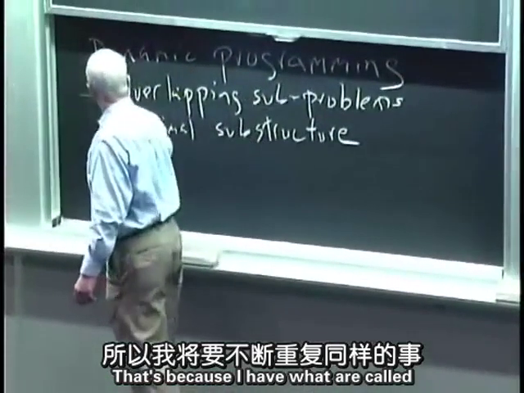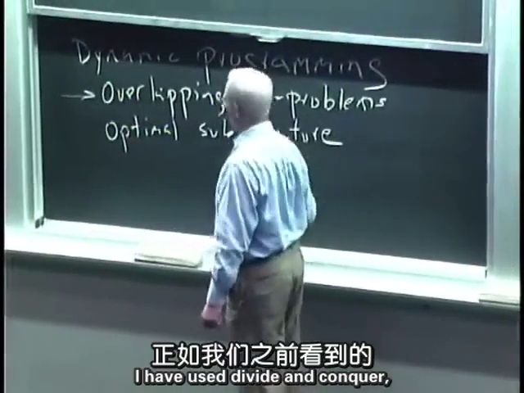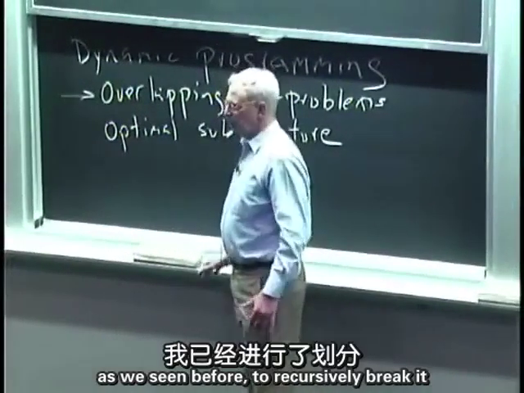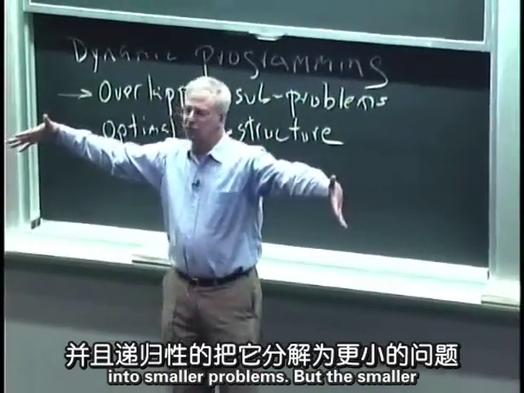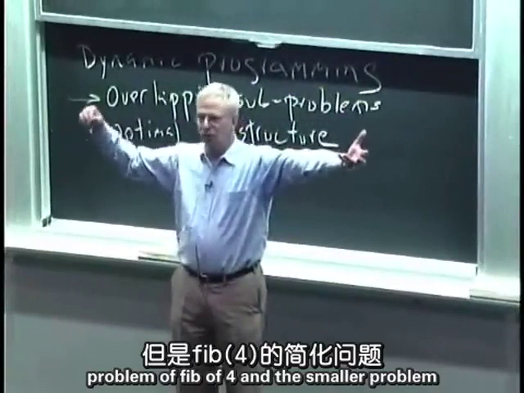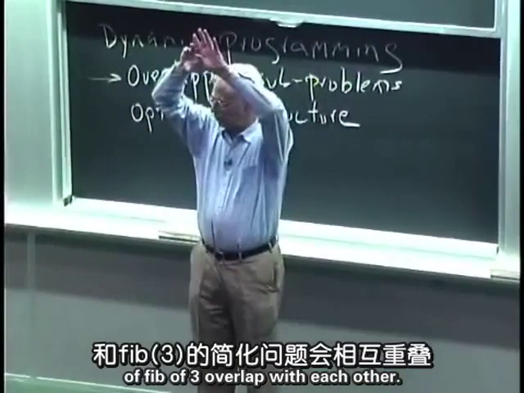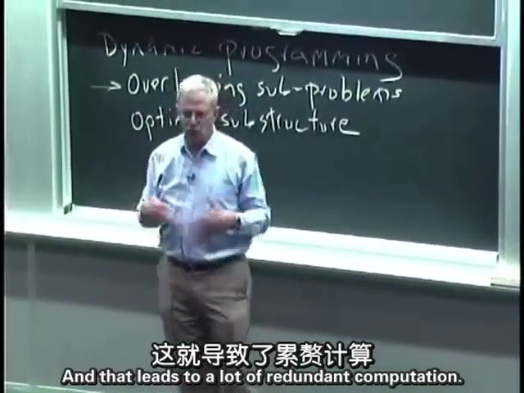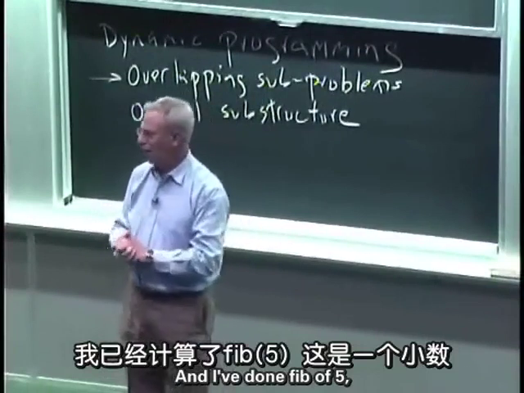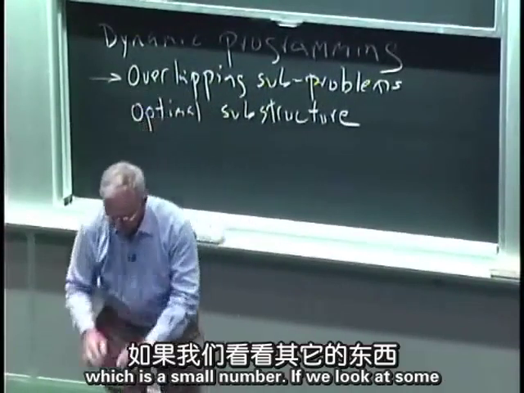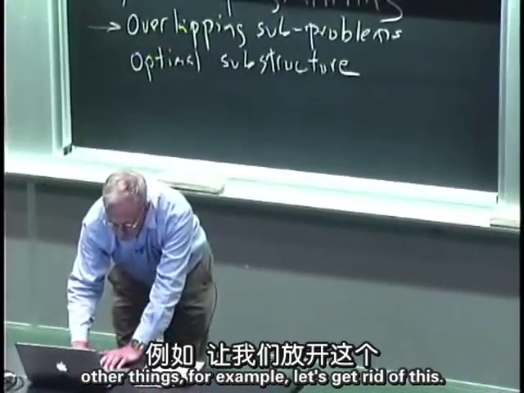That's because I have what are called overlapping subproblems. I have used divide and conquer, as we've seen before, to recursively break it into smaller problems. But the smaller problem of fib of 4 and the smaller problem of fib of 3 overlap with each other. And that leads to a lot of redundant computation. And I've done fib of 5, which is a small number. If we look at some other things, for example, let's get rid of this.